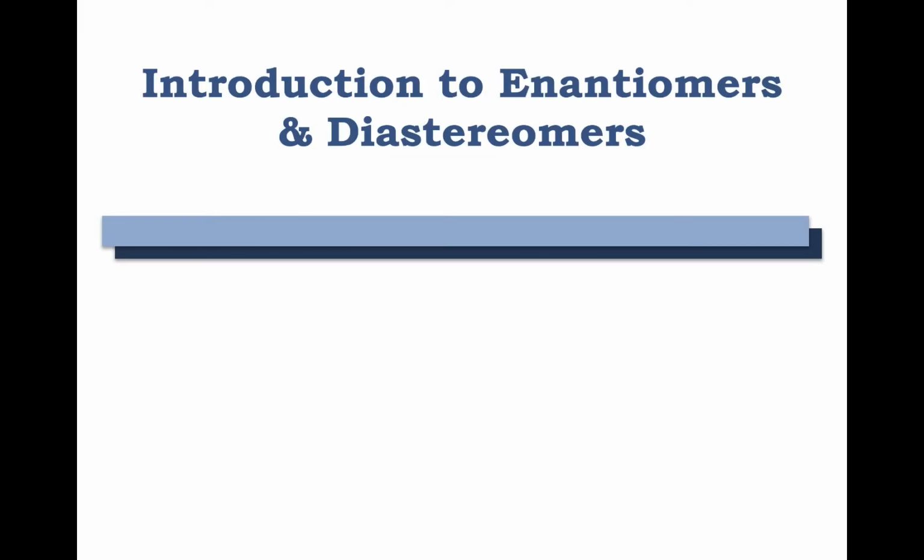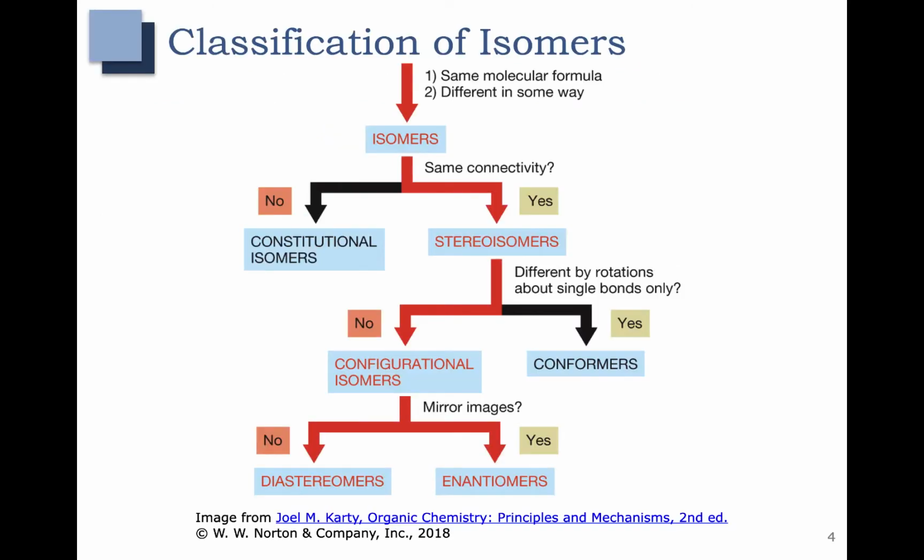In this video, we're going to go over what enantiomers and diastereomers are. If you look at this chart from your book, you can see diastereomers and enantiomers here on the bottom. Diastereomers and enantiomers are in fact a type of isomer. So they have the same molecular formula, but they're different in some way.